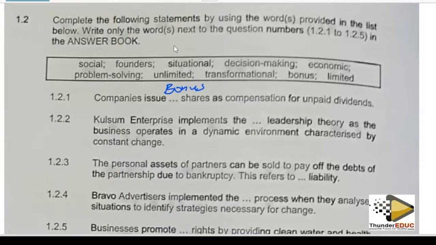Okay, right. So now let's check how Calsam Enterprise implements the dash transformational leadership. Why are we saying transformational? Because I did explain it that transformational caters for a dynamic behavior. So now, okay, right. In this regard, we have transformational.